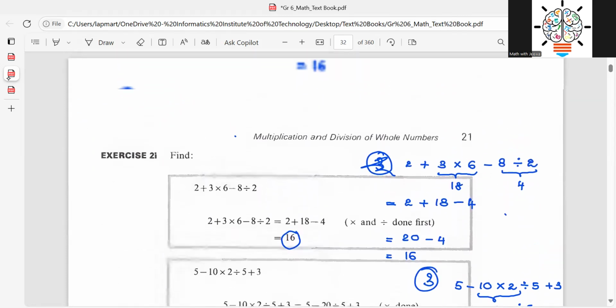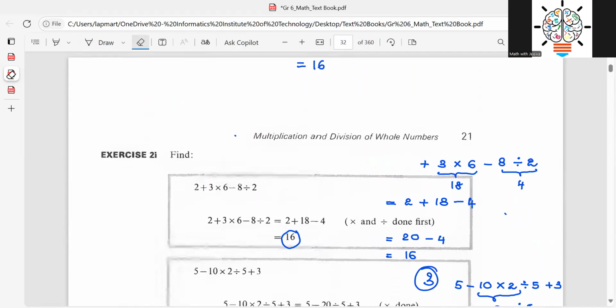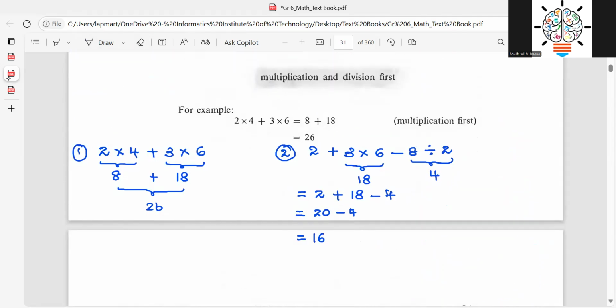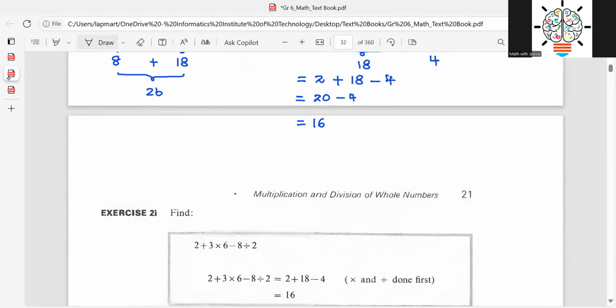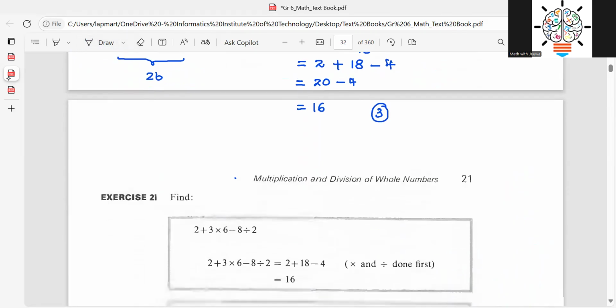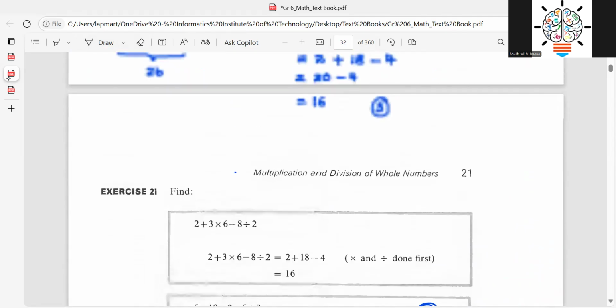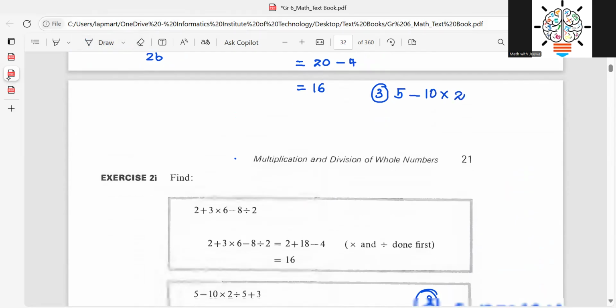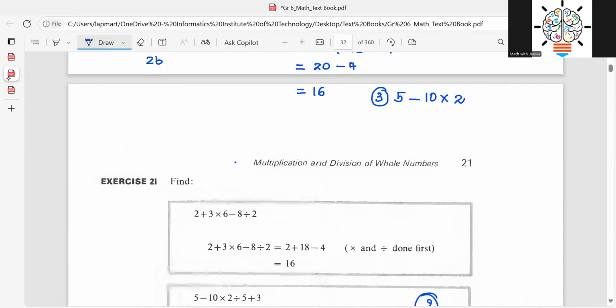Look at this. You can pause the video and write down the answers, children. I'm just moving my screen. As this is a video, you can pause the video and copy down what I have explained here. Now I'm moving to the third example. In the third example, what I have is 5 minus 10 times 2 divided by 5. See, this is very interesting, children.